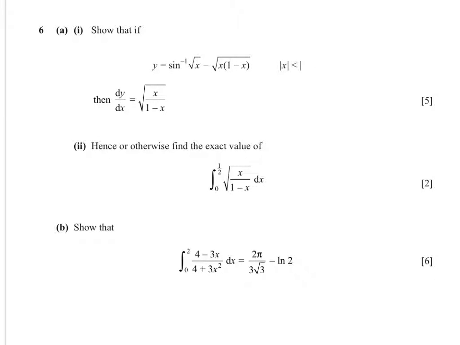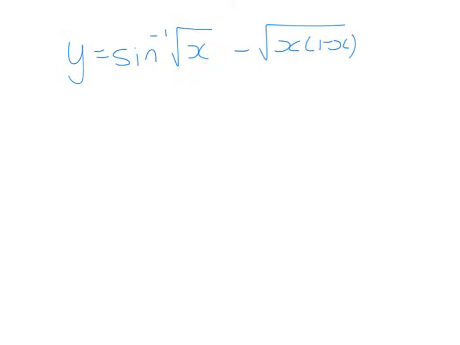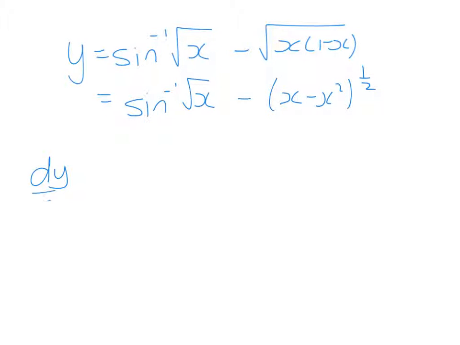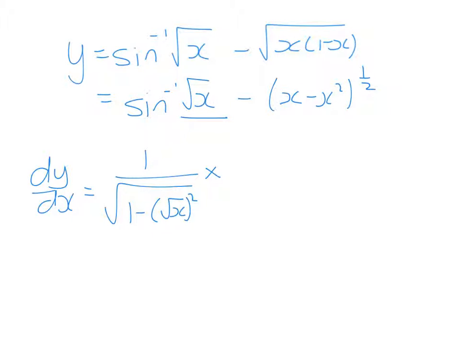FP3 2011 question 6. To differentiate this, we're going to rewrite the second term as x minus x squared to the power 1/2. The first term we can differentiate straight from the formula booklet. It's going to be 1 over the square root of 1 minus x squared. And using the chain rule, we've got to be careful. We need to multiply by the differential of the square root of x. So that's 1/2 x to the power minus 1/2.